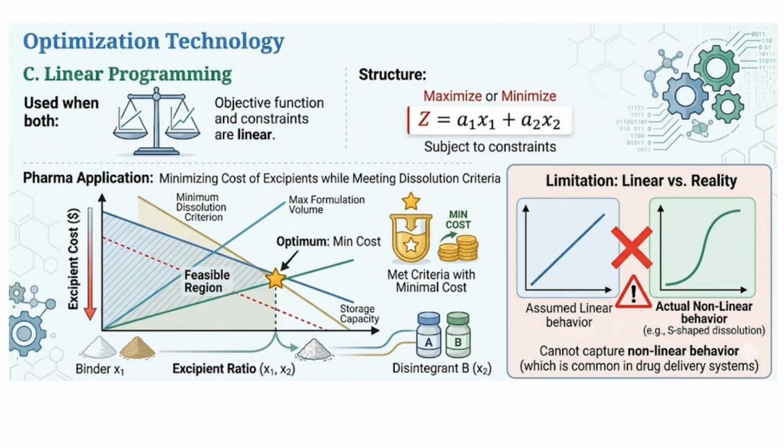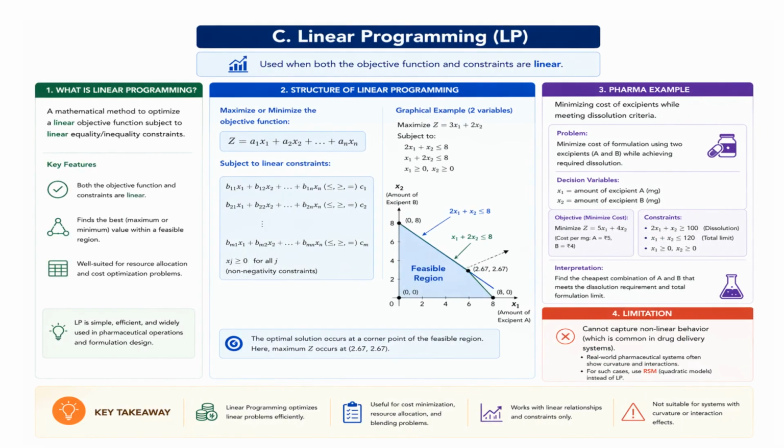Linear programming assumes a linear relationship, which often contrasts with the actual nonlinear behavior common in drug delivery systems. This method finds the optimal solution within a feasible region defined by linear constraints, but fails to capture essential curvature effects. Linear programming is a mathematical method used to optimize a linear objective function, subject to linear constraints.